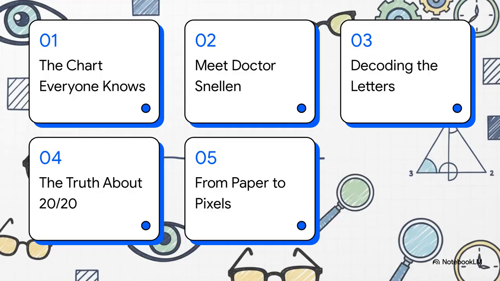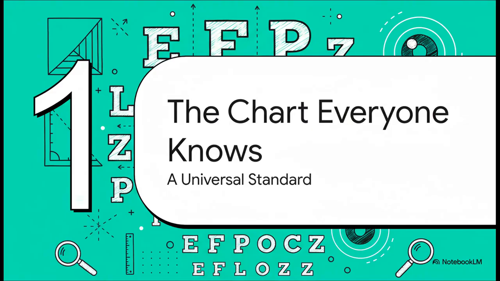Okay, so here's our game plan. We'll kick things off with the basics, the stuff everyone thinks they know. Then we'll go back in time to meet the man himself, Dr. Snellen. After that, we'll decode the science baked into the letters. Then we'll finally unravel what 20/20 actually means. And to wrap it up, we'll see how this whole thing has evolved for the modern clinic you'll be working in. All right, section 1.